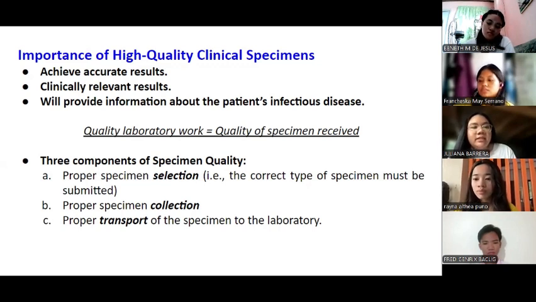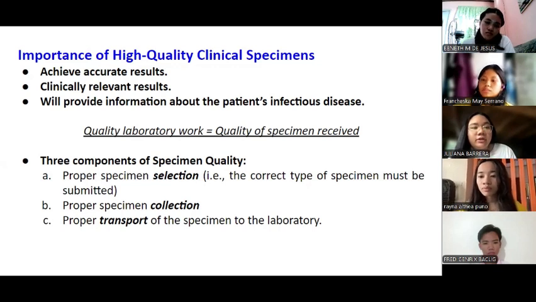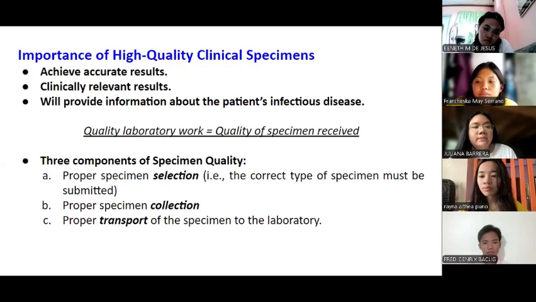It has often been stated that the quality of the laboratory work performed can only be as good as the quality of the specimen it receives. So ayan. It is not possible for a CML to obtain and report high-quality test results if the laboratory receives poor quality specimens or the wrong type of specimens.